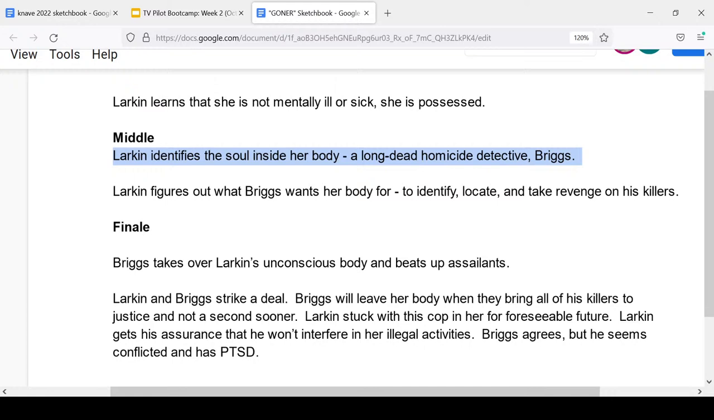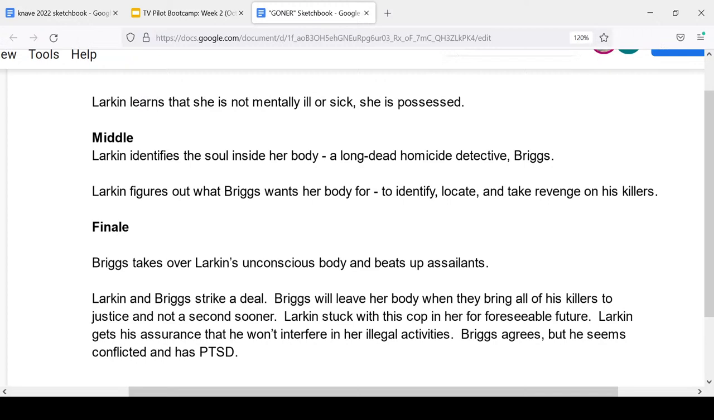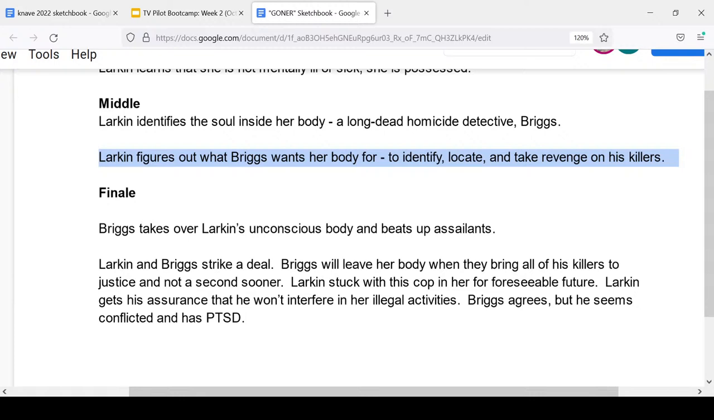So, she identifies the soul in her body, a long-dead homicide detective. Okay, that could be some fun premise scenes right at the top of Act 2, where she's in her apartment trying to figure out a way to communicate with him, trying to work out, can you hear me if I'm talking? Can I hear you if you're talking? Just figure out how to speak with him in general. She figures out what Briggs wants her body for, to identify, locate, and take revenge on the killers.